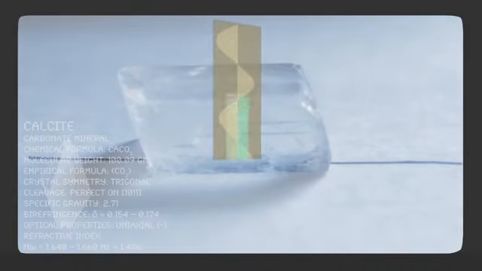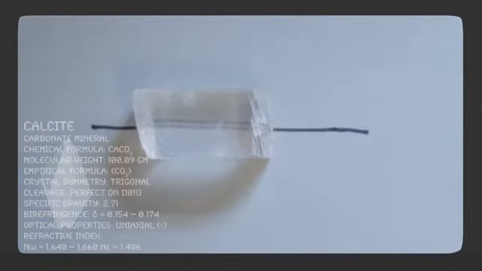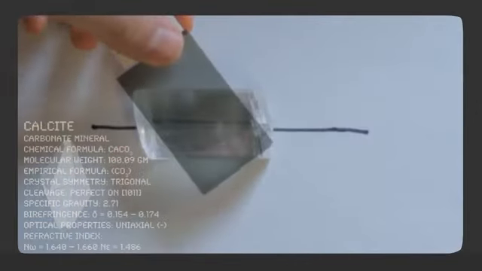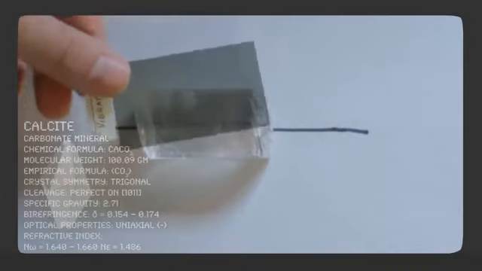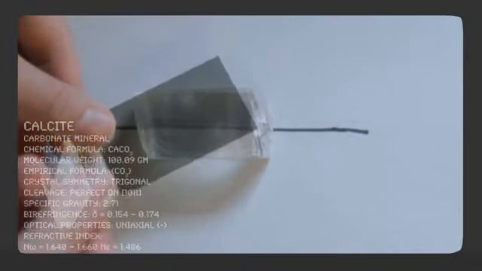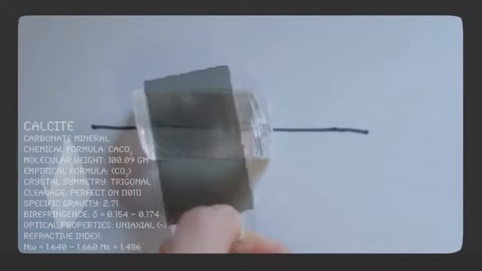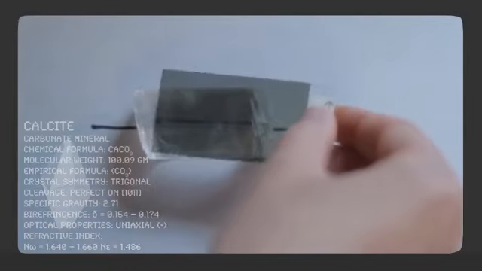Light entering this anisotropic calcite mineral is split into two rays with different velocities. Two rays vibrate at right angles to each other. When a polarized piece of film is placed on top, we can filter which rays pass through. If the polarized film is rotated 90 degrees, we see only one of the two rays at a time.